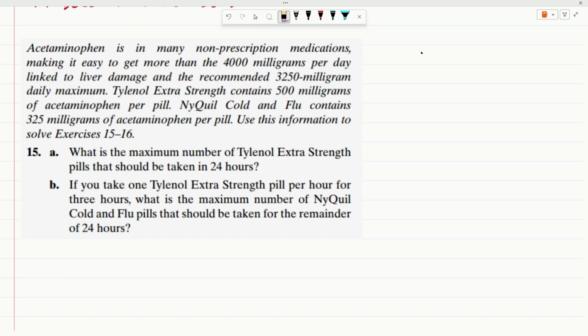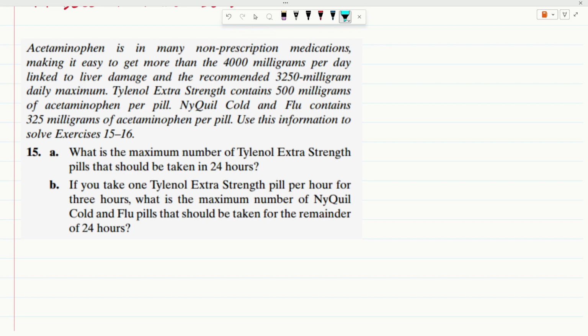In this problem here, we're going to be talking about acetaminophen, which is in many non-prescription medications. And thus it makes it very easy to get more than 4,000 milligrams per day, which is linked to liver damage and exceeds the recommended 3,250 milligram daily maximum. So we're going to use this information to answer questions 15A and 15B. So what do we know here? Tylenol Extra Strength contains 500 milligrams of acetaminophen. NyQuil cold and flu contains 325 milligrams of acetaminophen. So let's use this information.